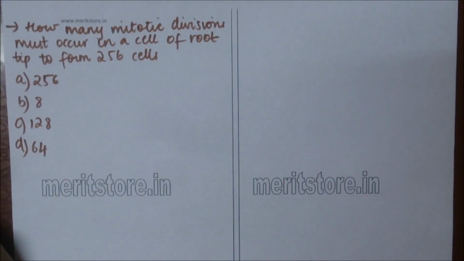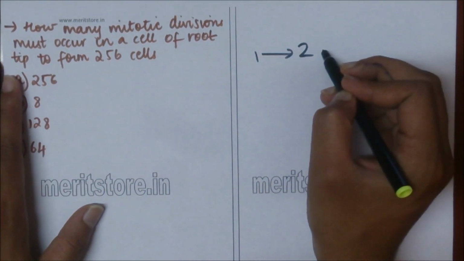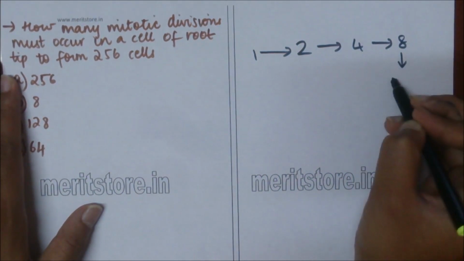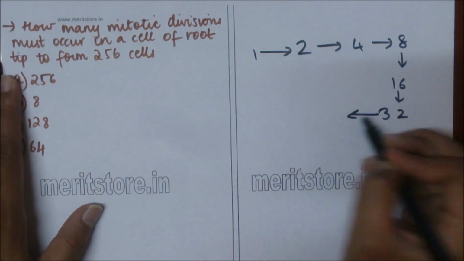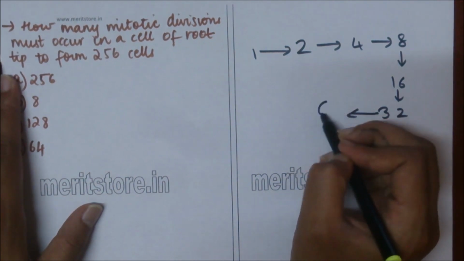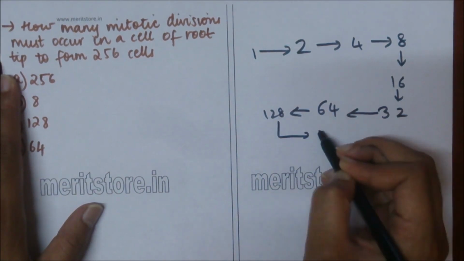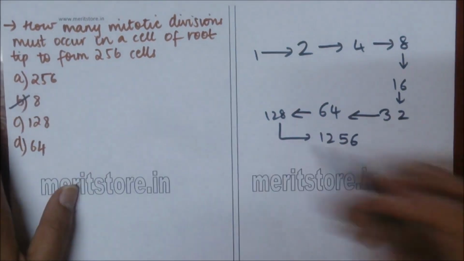How many mitotic divisions occur in a cell of the root tip to form 256 cells? A. 256, B. 8, C. 128, D. 64. When one cell divides mitotically, it forms two cells. Two divides to form 4, 4 to 8, then 8 to 16, 16 to 32 cells in mitotic division. And again, when mitosis occurs, it forms 64, 64 to 128, and from 128 to 256. So there are about 8 mitotic divisions.